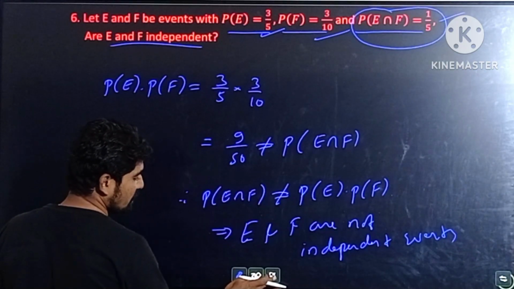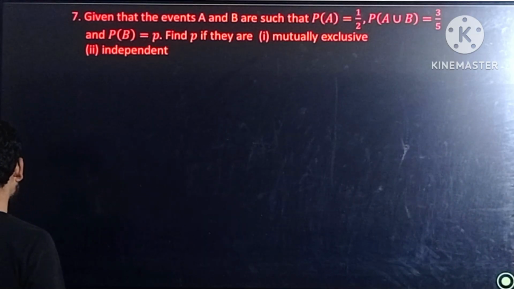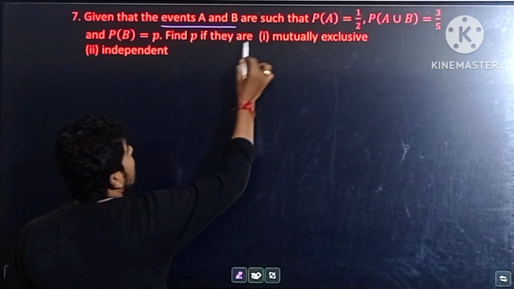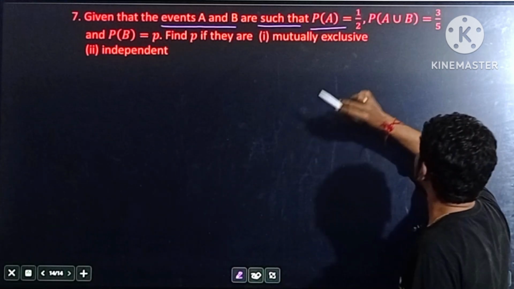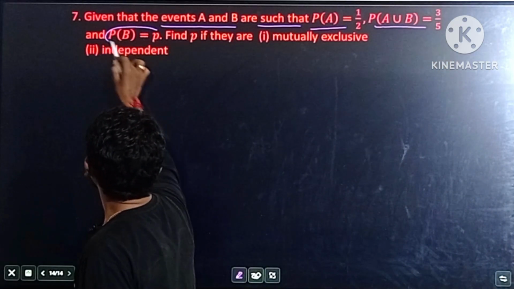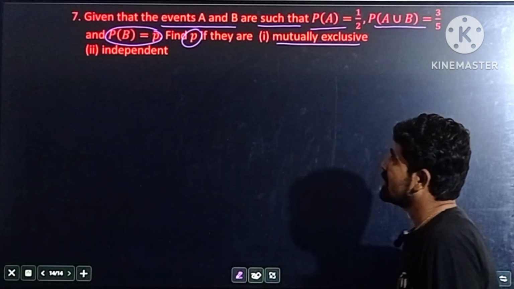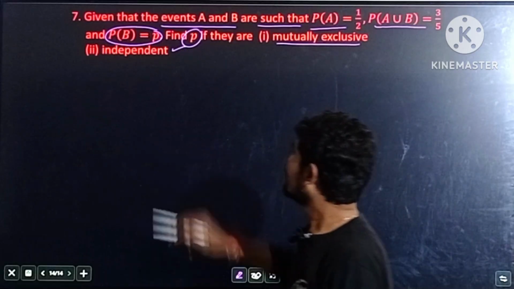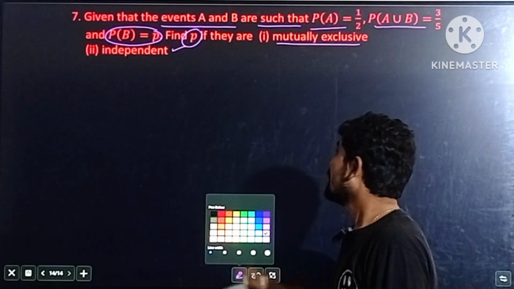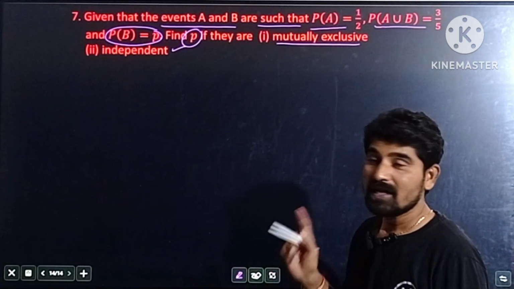Now let's start the next question. And the next question is, see here, one of the important questions. In this question, he has given that events A and B are such that probability of A is equal to 1 by 2, probability of A union B is equal to 3 by 5, probability of B is equal to P. Find P if A and B are mutually exclusive events and when A and B are independent events. So here he has given the probability of A, probability of A union B, but probability of B is given as an unknown quantity, and we need to identify the probability of B.